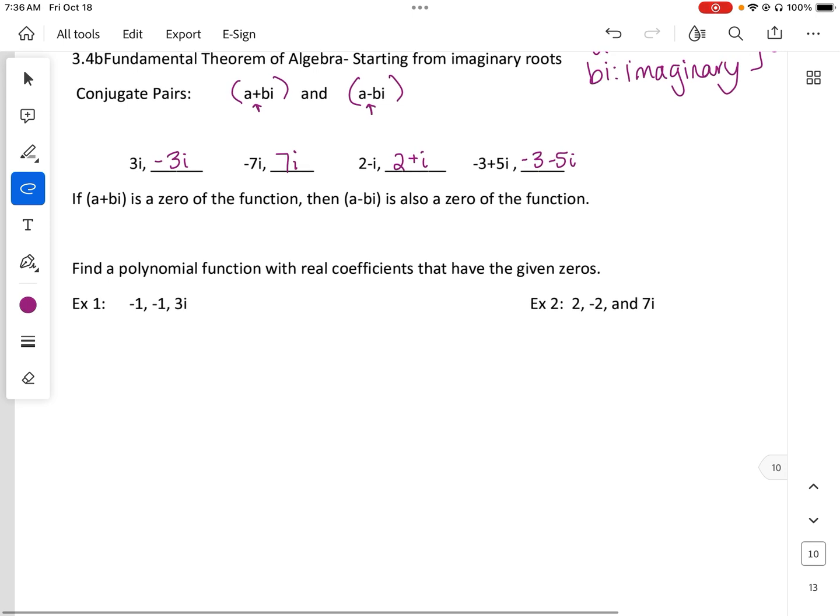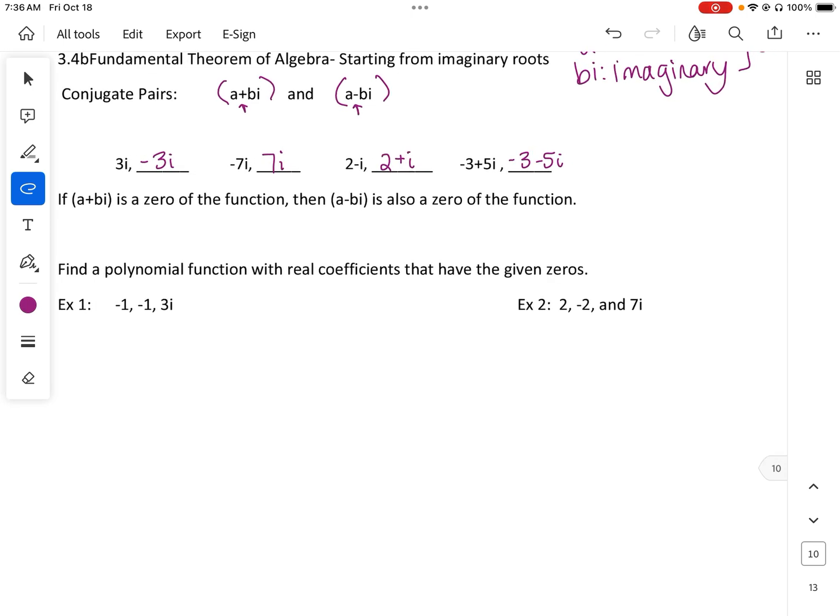So if A plus BI is a zero of the function, then A minus BI is also a zero, because they are complex conjugates. So if we have x plus 3i is a zero, then we would also say that x minus 3i is a zero.